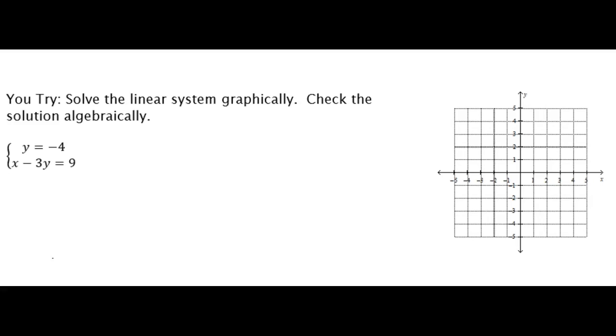In order to solve this graphically, we need to graph each of these lines. So this first one here is going to be a horizontal line. All y equals lines are horizontal lines, so I'm going to go to -4 on the y-axis, and then I'm going to draw a horizontal line going through that.